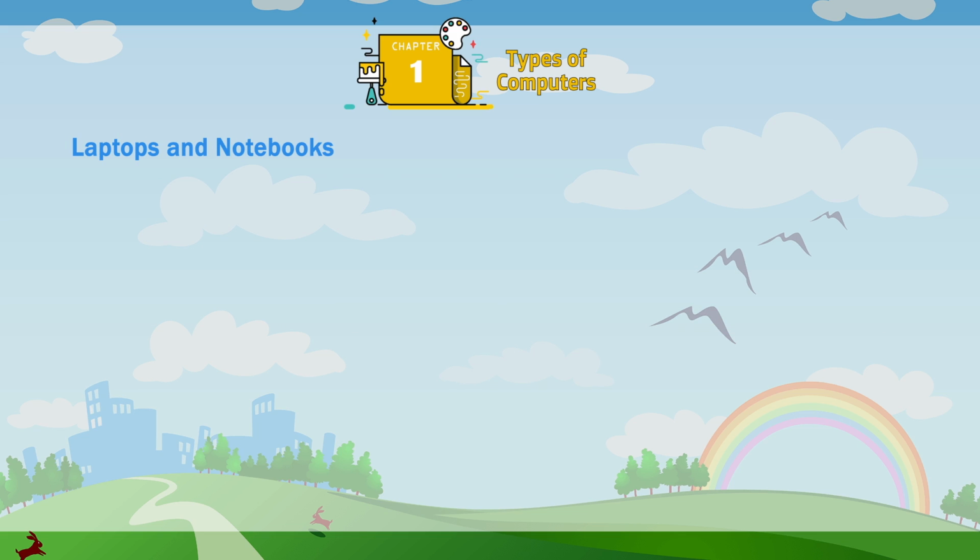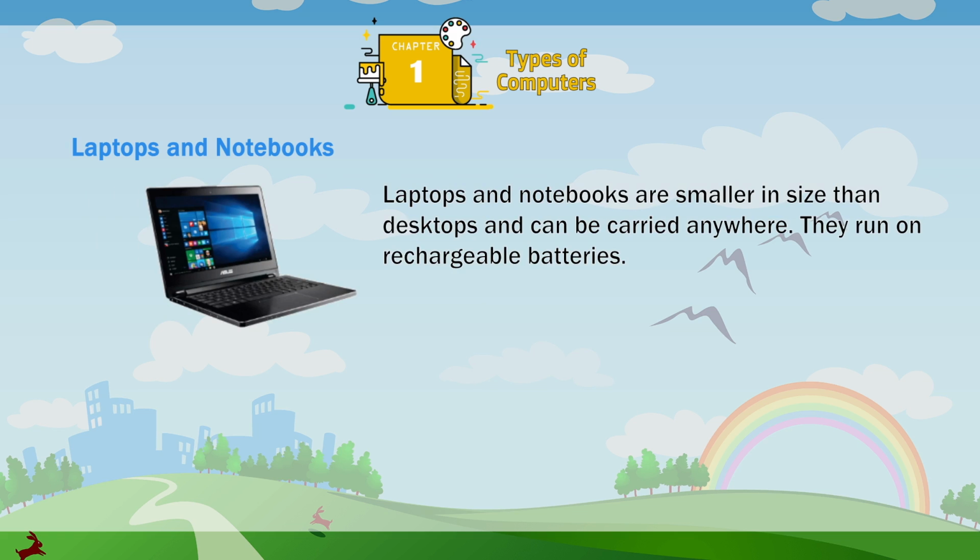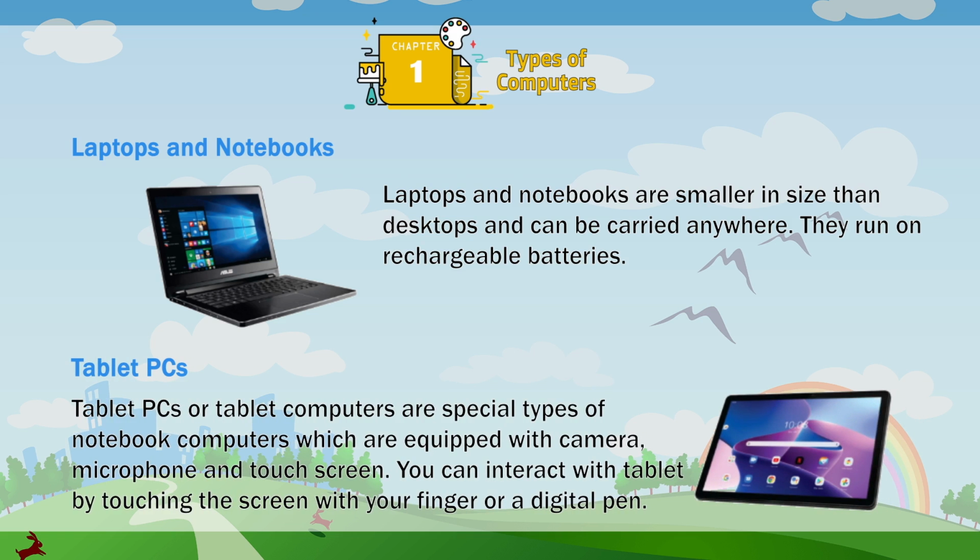Laptops and notebooks. Laptops and notebooks are smaller in size than desktops and can be carried anywhere. They run on rechargeable batteries. Tablet PCs. Tablet PCs or tablet computers are special types of notebook computers which are equipped with camera, microphone, and touchscreen. You can interact with the tablet by touching the screen with your finger or a digital pen.